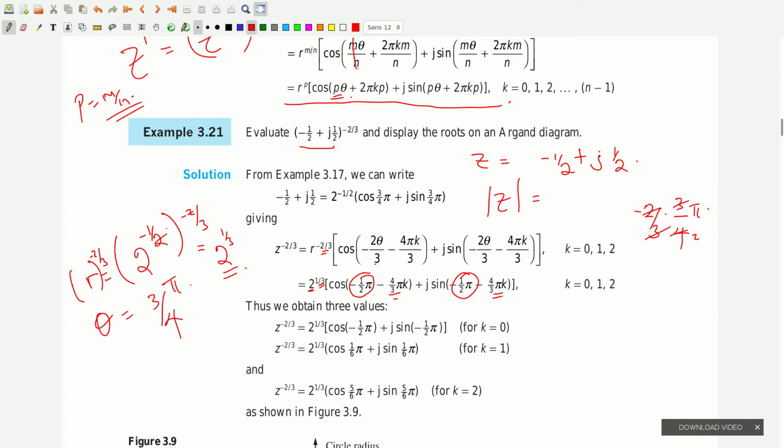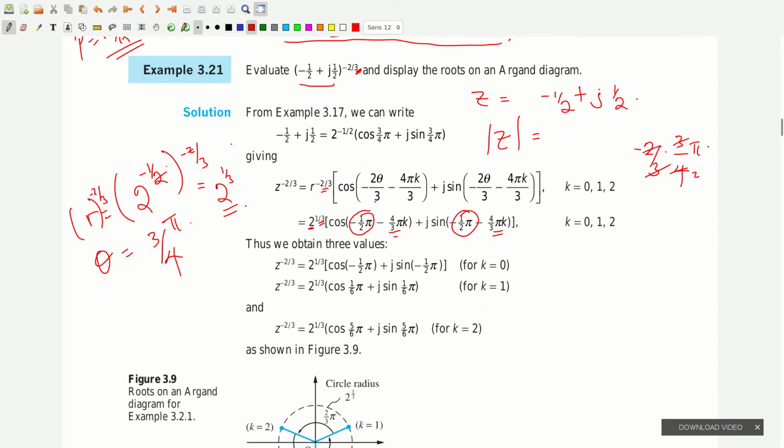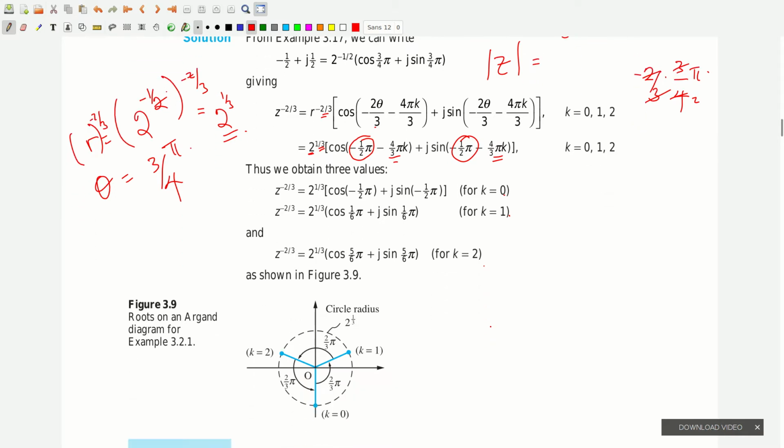Remember, we have m over n, okay? Our n is 3. Please remember, our n is 3. It's like we are raising this first to power negative 2, and then we take the cube root. So our n is 3, and that is why our k is ranging from 0, 1, and 2. So we are going to get 3 different roots.